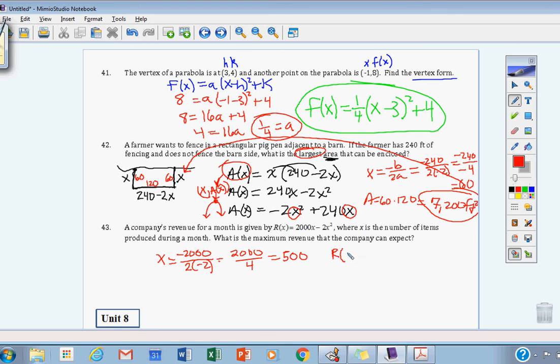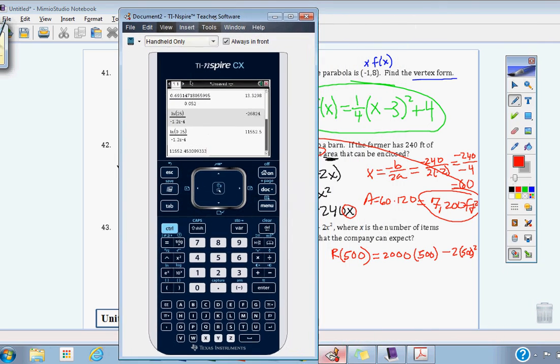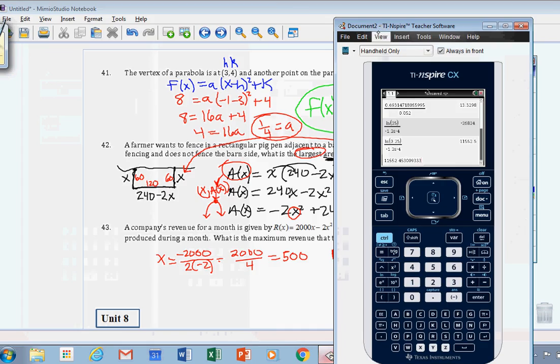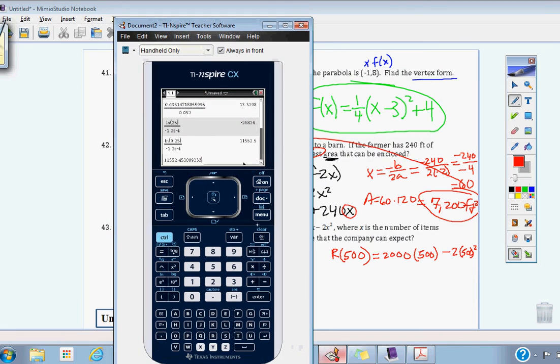So the revenue of 500 would be 2,000 times 500 minus 2 times 500 squared. All right, so you can pull out, don't forget, your trusty calculator, which I have my calculations here before. Whoa, hold on. That's going to bring it over there, and whoops, there we are right there. Control, clear, and we're back. So you're literally just plugging this in.